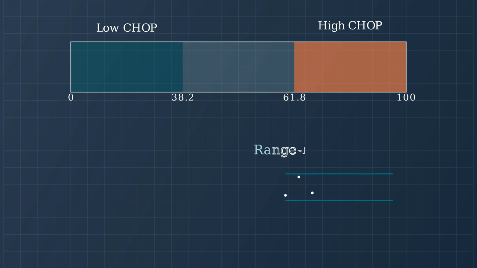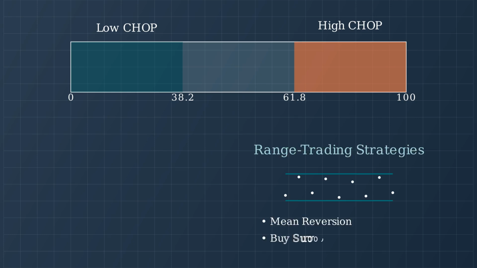Conversely, when the Choppiness Index is high, above 61.8, the market is ranging or moving sideways without a clear direction. In choppy, range-bound markets, mean reversion strategies are more effective. These include buying at support levels and selling at resistance, using oscillator indicators to identify overbought and oversold conditions.